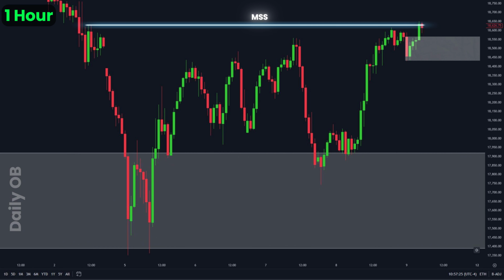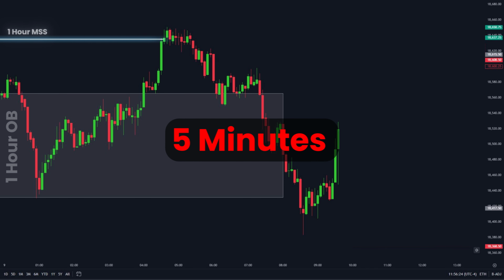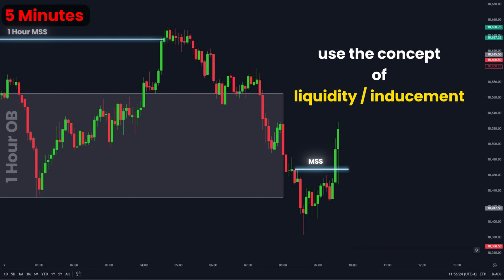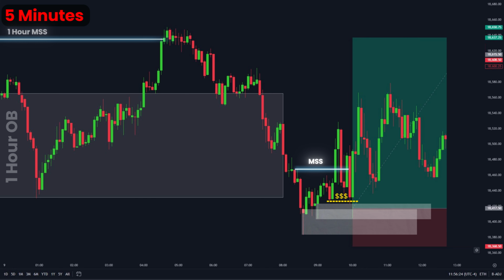Now we will wait for the market to make a pullback into the order block, and then we will drop to our lowest time frame, the 5 minutes in this case. We will be waiting for the second confirmation in the form of a market structure shift. Once again, when the market breaks the structure to the upside, we will define our entry order block. But in this step, as I said earlier, it's better to use the concept of liquidity or inducement. By defining the order block that has the inducement in front of it, we get a better entry, leading to a better risk to reward ratio.